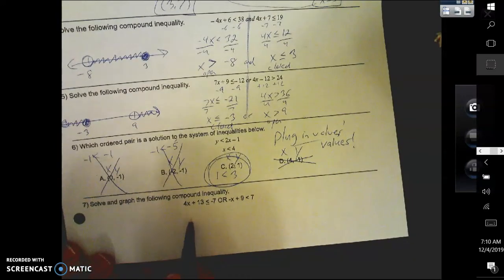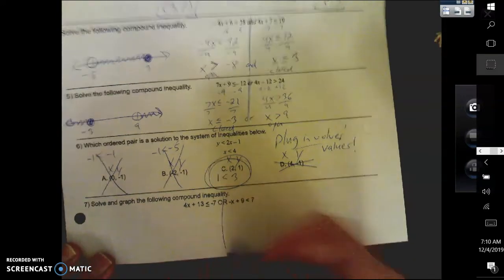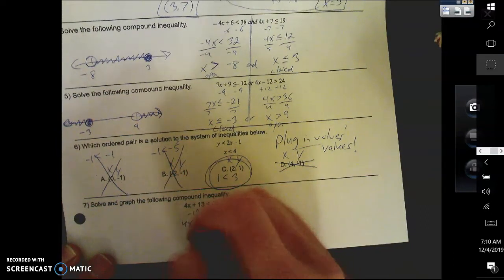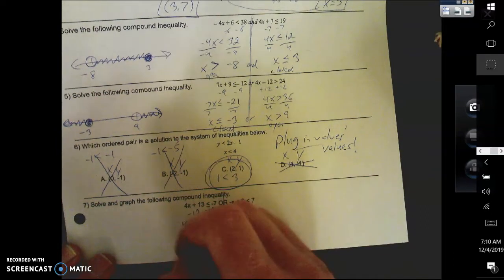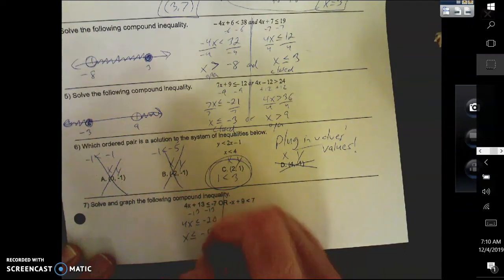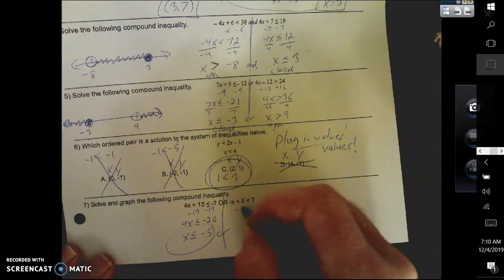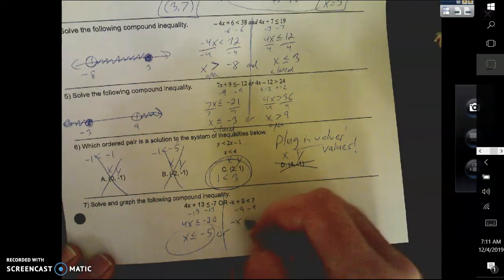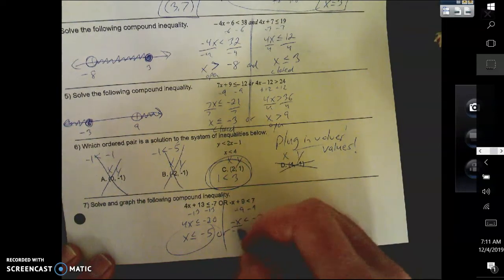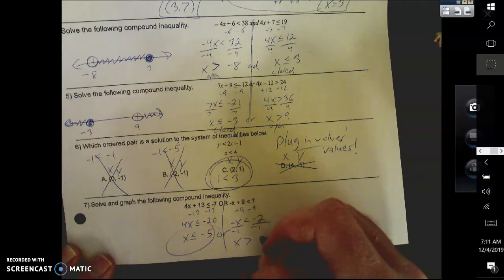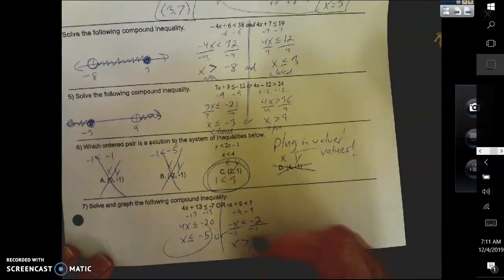Solve and graph the following inequalities, so it's an "or" one. Much the same. Subtract 13, subtract 13. 4x is less than or equal to -20. Divide. Okay, good. Or subtract 9, -x is less than -2. When I divide by -1, x is greater than 2.